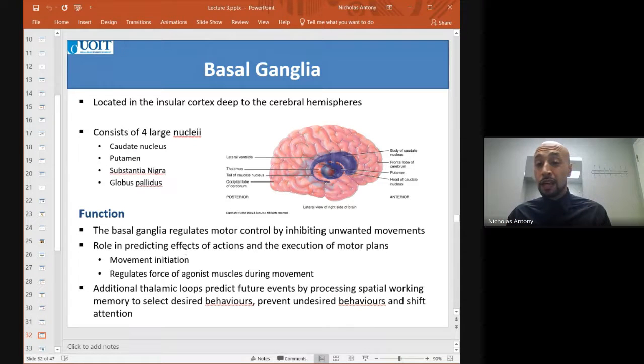And the reason why we know that is because we look at disorders where you have a problem with the basal ganglia and look at the patients. Parkinson's disease is the big one. They have uncoordinated, really jerky movements.